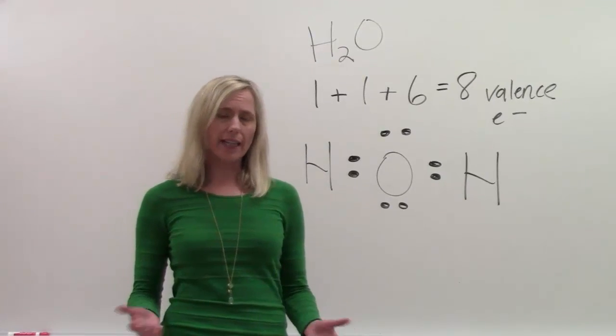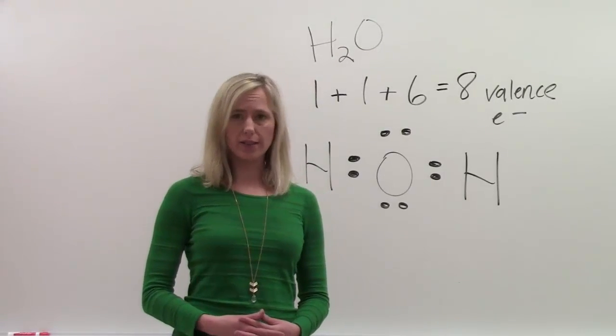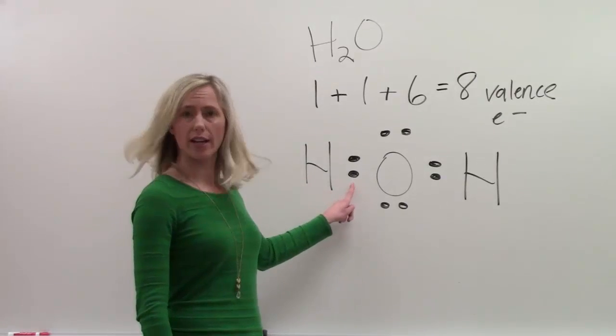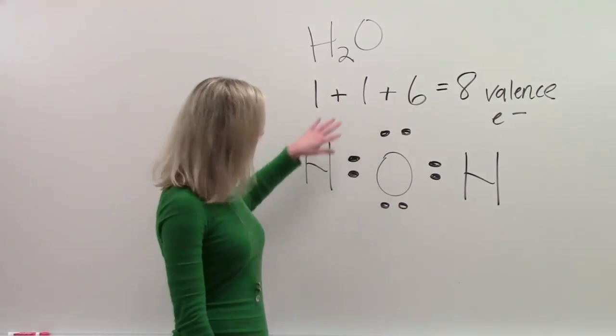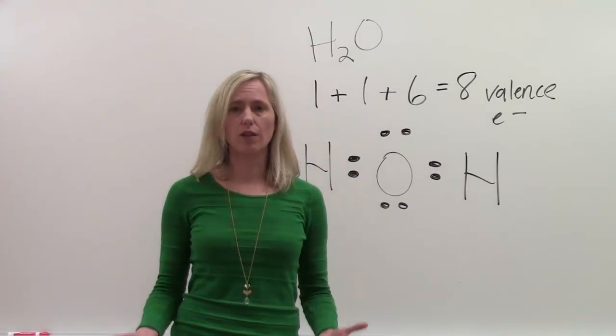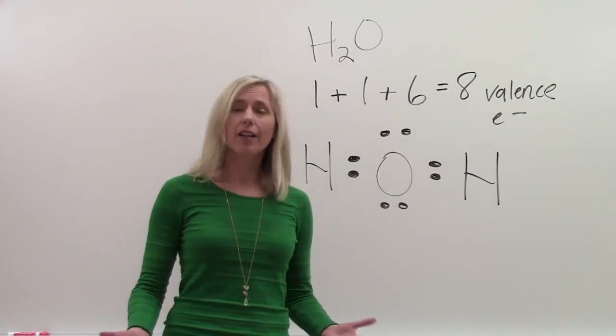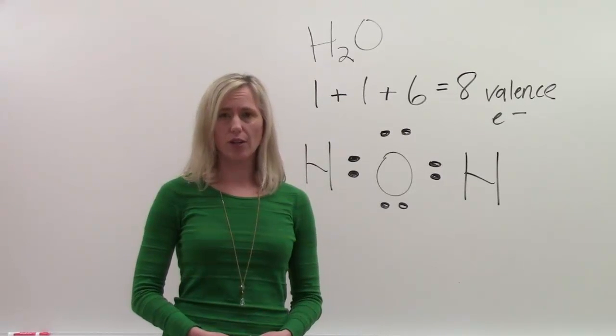So now we step back and decide, does each atom have what it needs to be stable? This hydrogen has 2. This hydrogen has 2. Awesome. And if you look around the oxygen, it has a total of 8. And so we've created a very good Lewis structure.